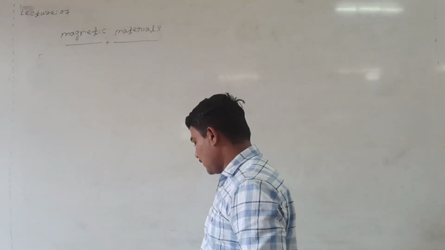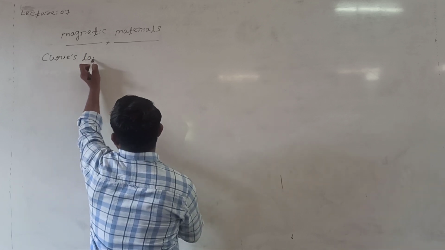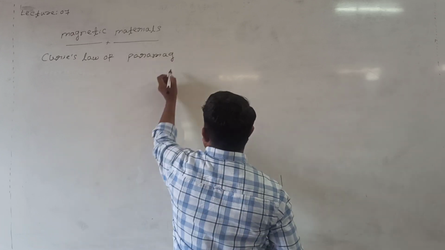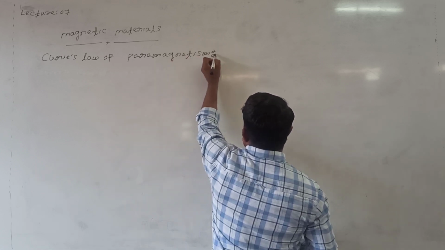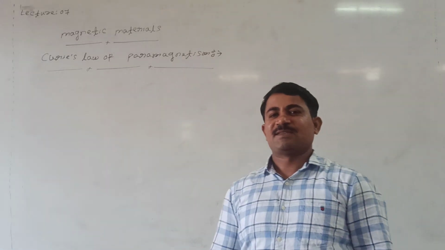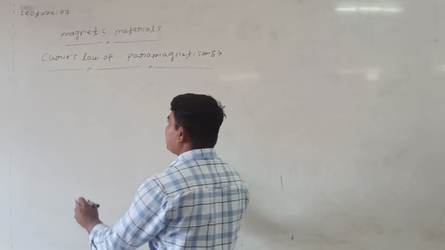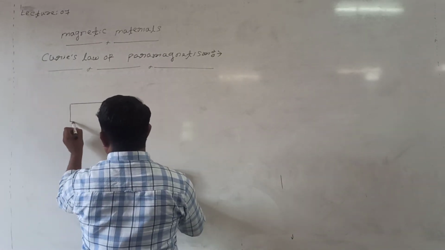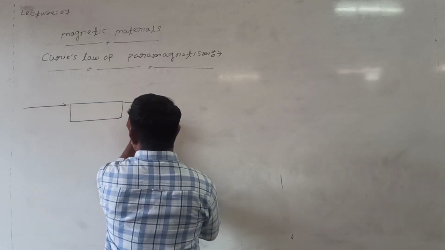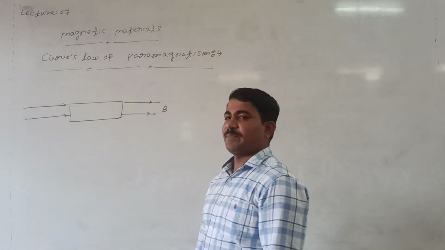See here. The concept is Curie's Law of Paramagnetism. This we'll see in detail. Students, now I will take an external magnetic field. In the external magnetic field, a paramagnetic slab is placed. This is the paramagnetic slab, right? In this paramagnetic slab, I want to apply an external magnetic field. This external magnetic field I want to denote by B, right?